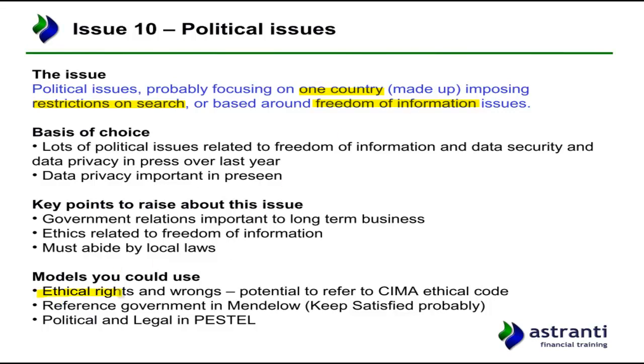You'll notice down the bottom I've got the kind of ethical rights and wrongs, and you need to revise the ethics of freedom of information and so on. You might be able to use the CIMA ethical code as a possible model. Okay, there might be some specifics, like we have to invest some money or we have to do this or do that. So there might be some other idea based around going into that country and the politics of building bridges with the government and so on.